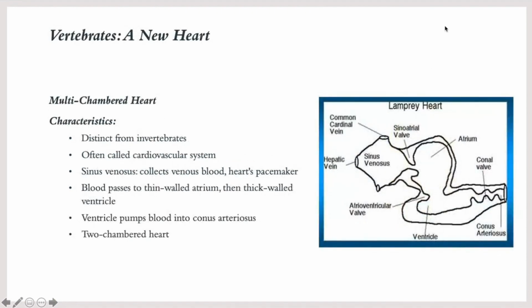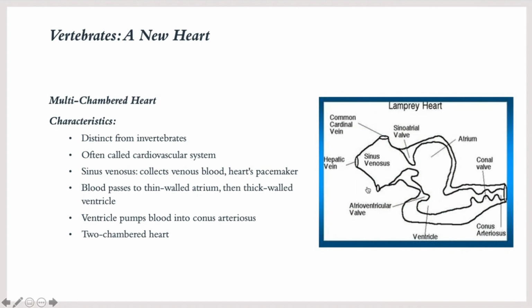Now, the vertebrates eventually formed a multi-chambered heart. The first vertebrate to do this would be the agnatha. The lamprey is an example of an agnatha. Agnathas formed a multi-chambered heart in the sense that they had an atrium and one ventricle. Because of this, whenever we have a multi-chambered heart, we can call it a cardiovascular system, because there's some sort of organization happening here.